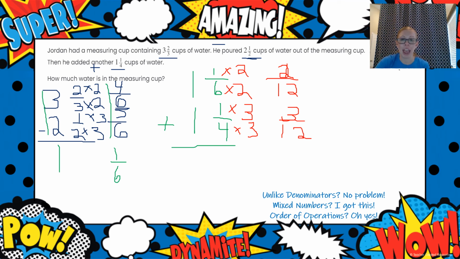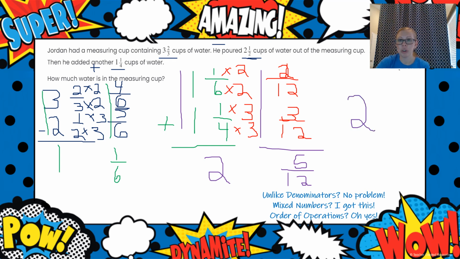So I'm going to start by adding on my fraction side, 2/12 plus 3/12. I know that my denominator is going to stay 12. 2 plus 3 is 5. And then I'm going to come over here to my whole numbers. 1 plus 1 gives me 2. So I've put this all together here. Jordan has 2 and 5/12 cups in the measuring cup. So unlike denominators, mixed numbers, order of operations, putting together all these things that we've learned, you got this. Well done.